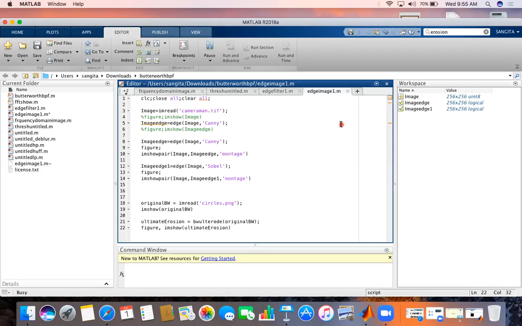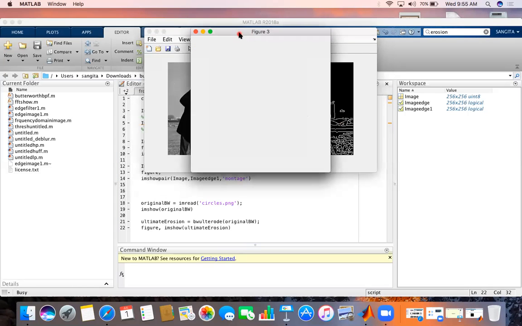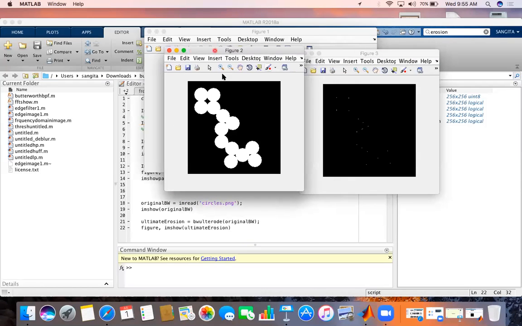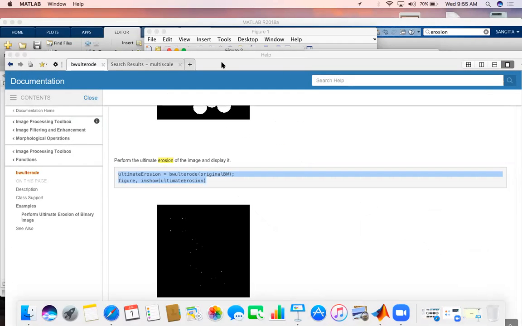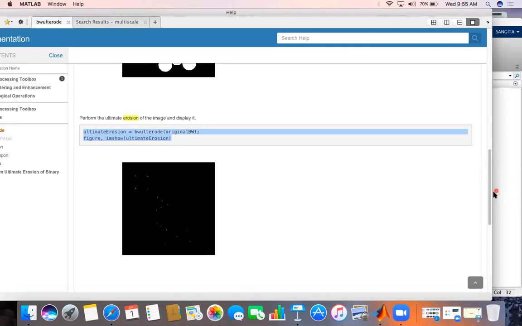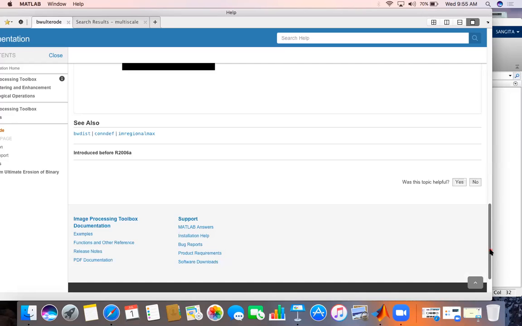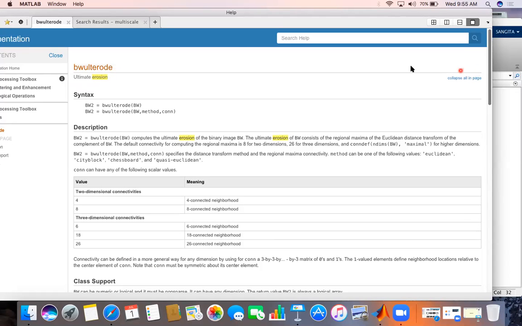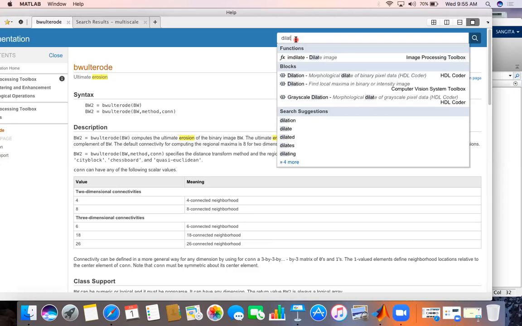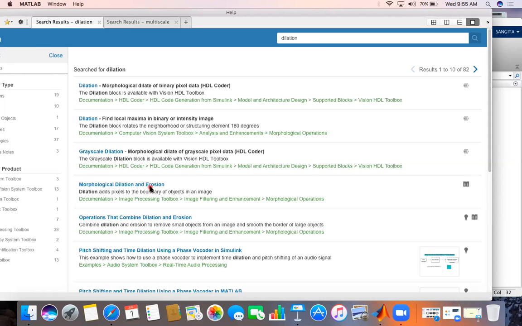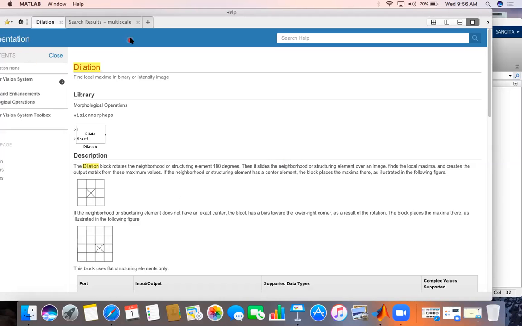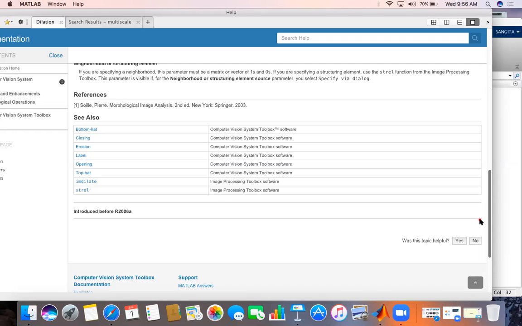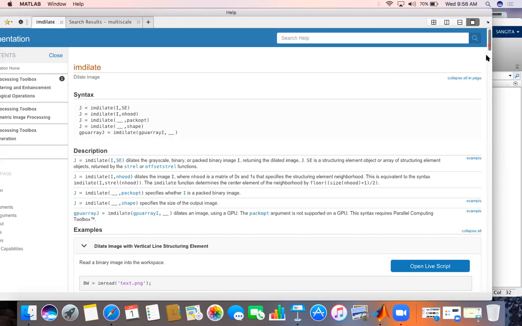Now how is it coming? I'm just running. Yes. These are the two images. This is the original image. So after erosion, only the points are coming. Similarly, dilation is also there. So this is the dilation operation.